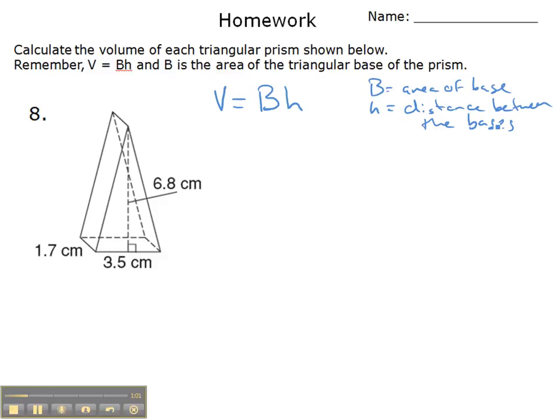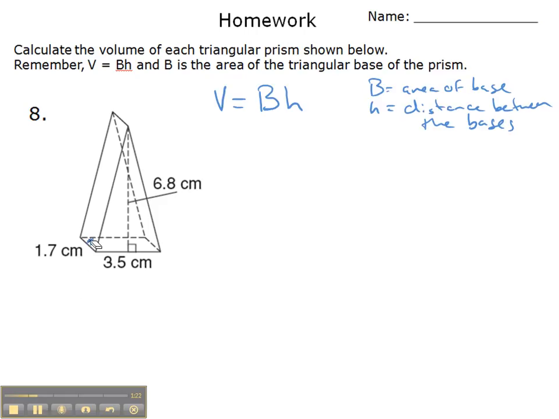Now, number 8, we know it's a triangular prism because it has parallel congruent triangles as its bases. Don't be fooled into thinking that this rectangle is the base just because it's sitting on that rectangle. That can't be the base because there isn't another parallel congruent rectangle above it. The bases are the two triangles.